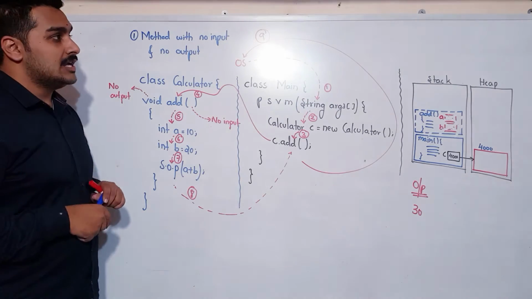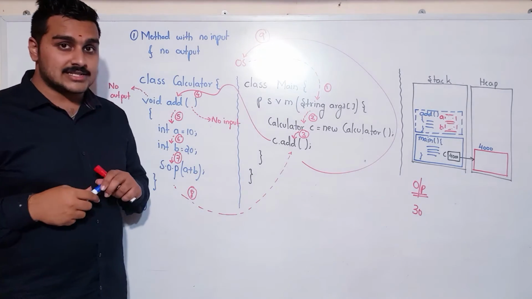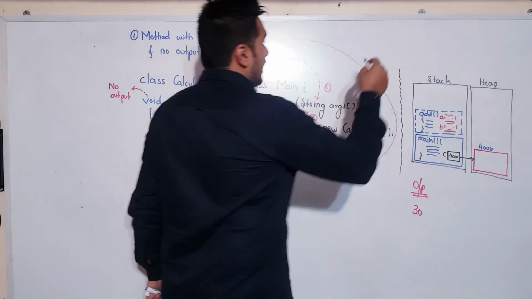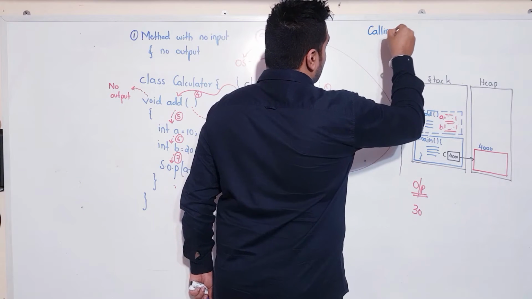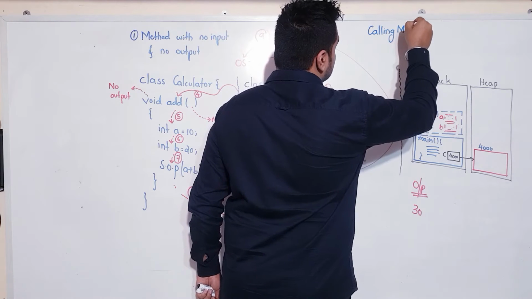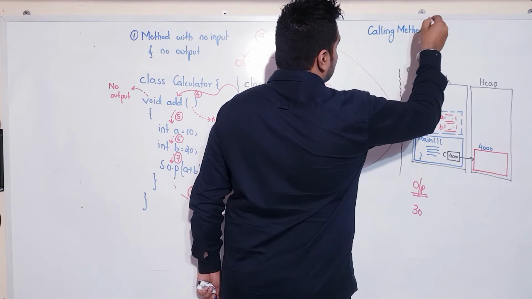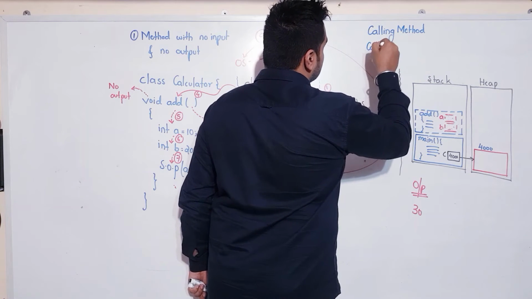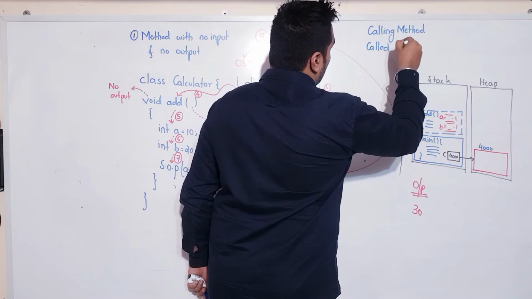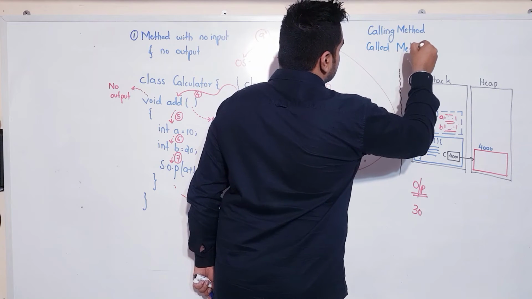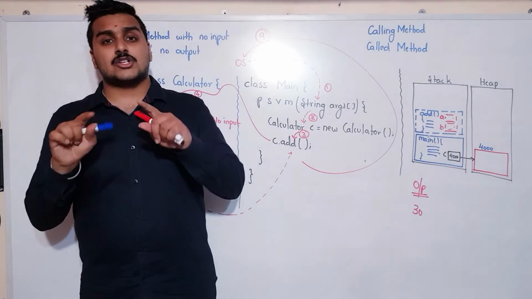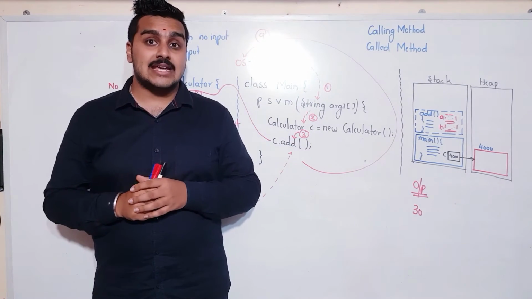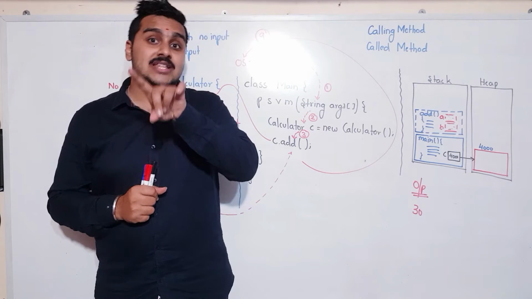Okay, now you have to understand two important things here. One is the calling method. The other one is the called method. So what is this calling method? The calling method is the one who is generating the call.